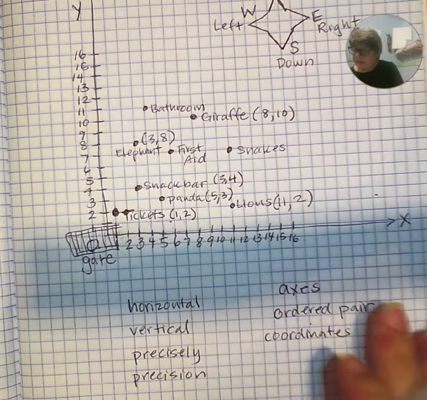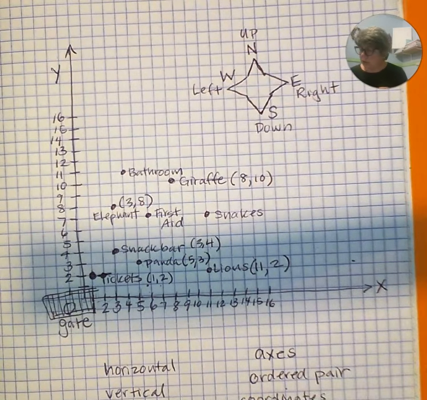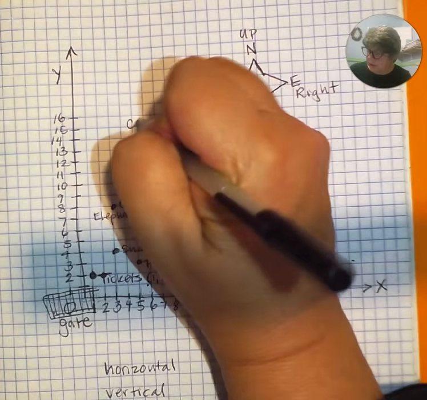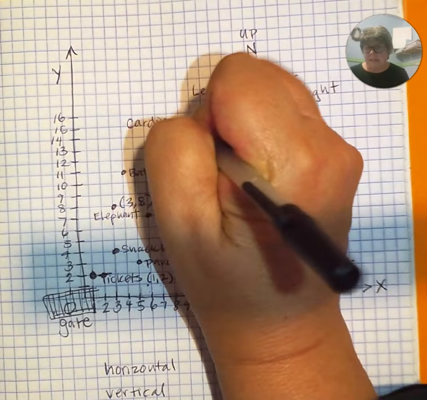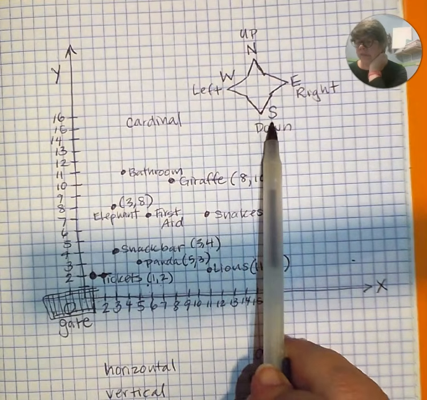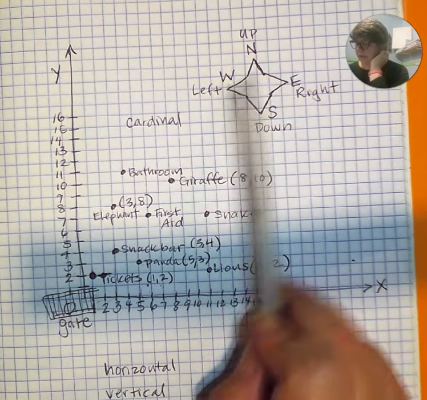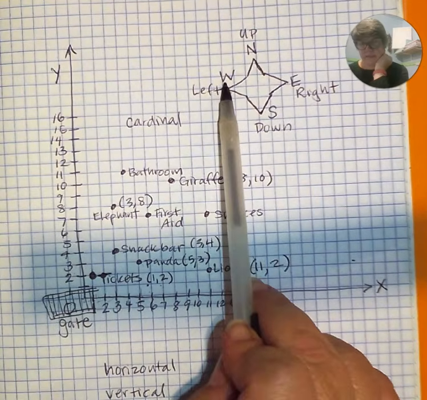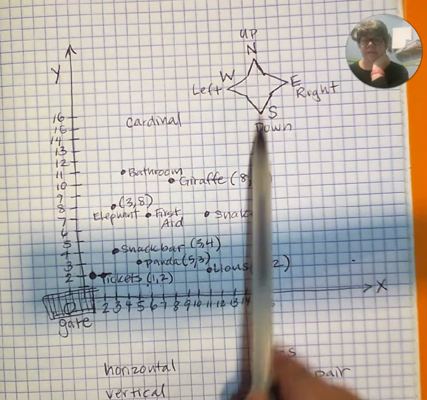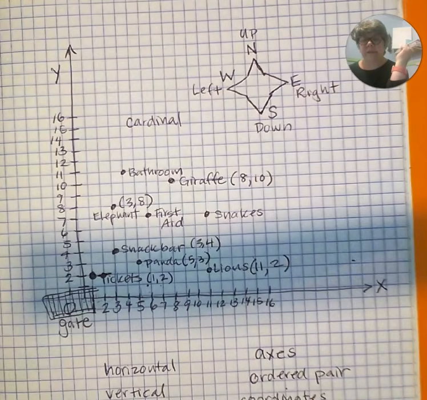Now, we have been talking about up, down, left, and right, but we also have what we call cardinal directions. Cardinal directions, and that is north, south, east, and west. All right? North, south, east, and west. North is up, south is down, east is right, and west is left. Now, of course, that's not always going to work out in the world, but when you're looking at a map, that's how maps are oriented.